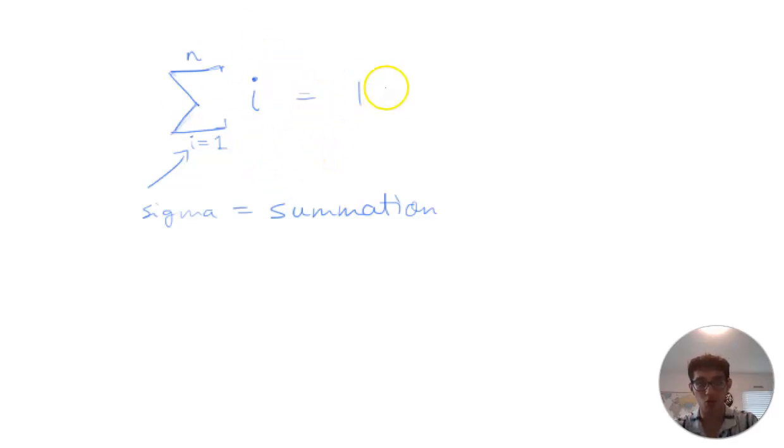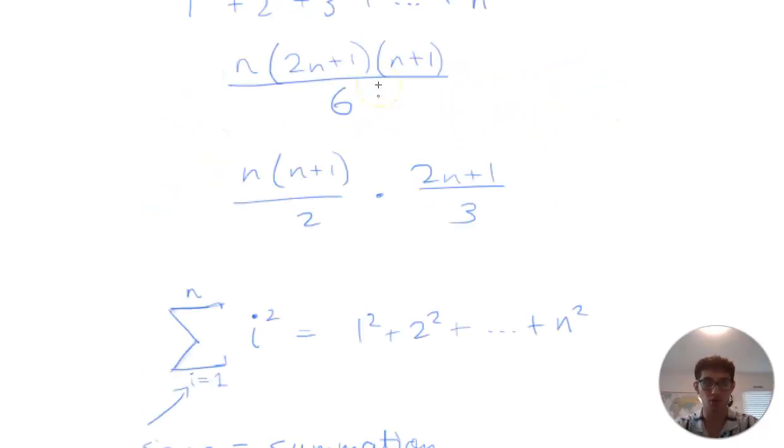Well, this would just be 1 plus 2 plus 3, right? Because i equals 1, i equals 2, i equals 3, all the way until plus n. But we can, of course, make much more complicated things instead of just an i over here. And so if we just make this i squared, we're going to have 1 squared plus 2 squared plus all the way until n squared. This is what we just explored over here.